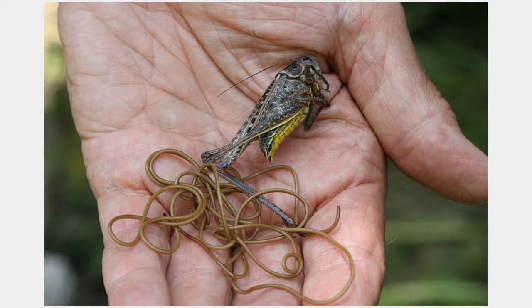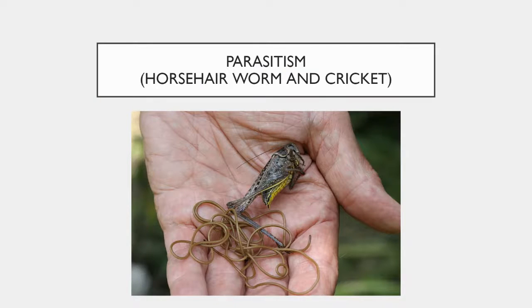All right, last up, we have this interaction. This is a grasshopper type organism, an insect, and this is a horsehair worm. And that worm had gone into that insect and started to infect it and take nutrients from it and eventually killed it. That's parasitism. The horsehair worm and the cricket is an example of parasitism. The horsehair worm is the parasite and the cricket is the host.